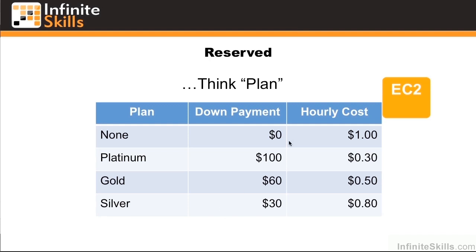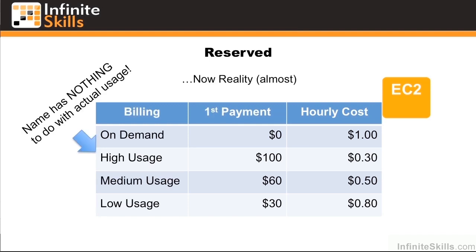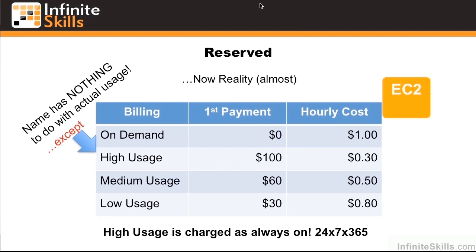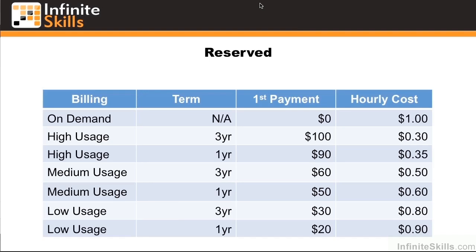If you have no plan, you're essentially doing on demand. But the Platinum, Gold, and Silver provide a higher down payment initially for a lower ongoing cost. The reality is Amazon uses these terms: high usage, medium usage, and low usage. And the payment that you make is obviously a first payment, not really a down payment. The one place where the name does have meaning is on high usage. High usage is charged as though it's always on 24/7 every day of the year.